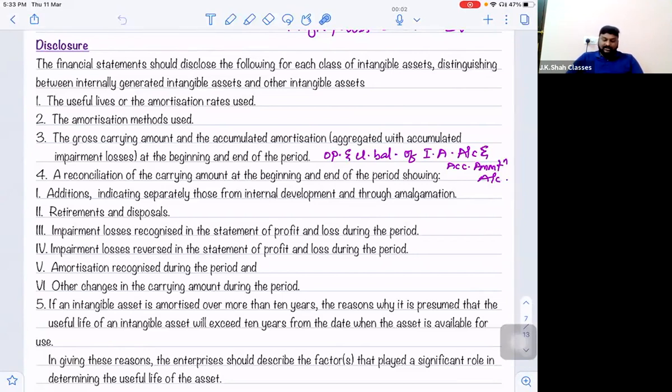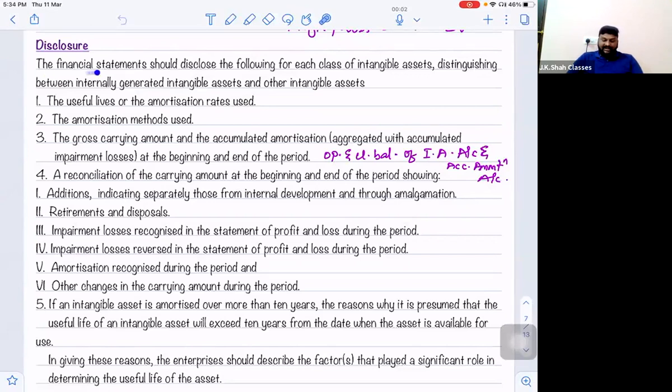What they say, the financial statements should disclose the following for each class of intangible asset. When they say each class means for every type of intangible asset, you have to disclose separately. Means if you have patents, then for patents separately, for copyright separately, for purchased goodwill separately, for software separately, right? Then you should also bifurcate between separately acquired intangible asset and self-generated intangible asset. Now, self-generated intangible asset can be in respect of research and development phase. So you have to give a bifurcation of that as well.